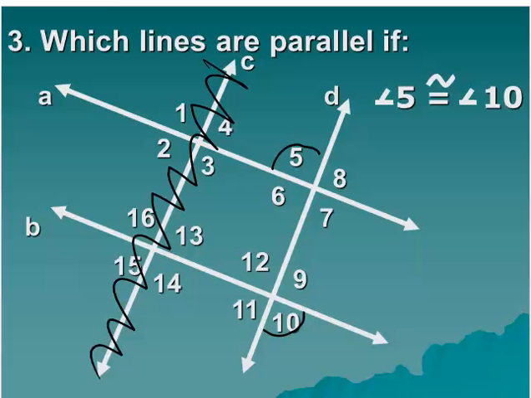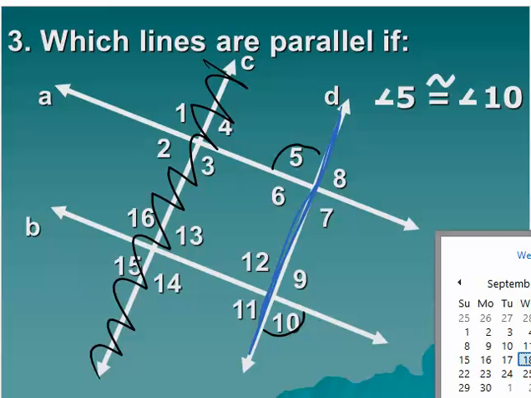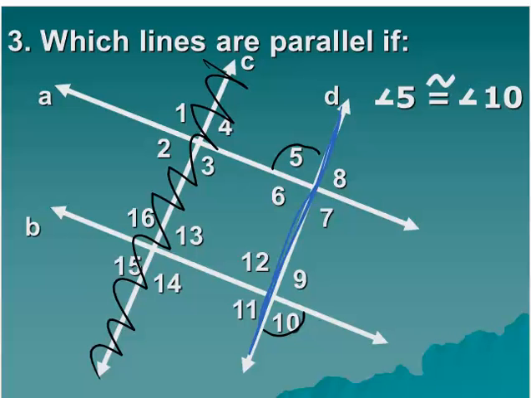Looking at these, angles 5 and 10 are on opposite sides of D, so that would be my transversal. 5 and 10 are alternate exterior angles. If alternate exterior angles are congruent, it does make the lines parallel. Therefore, A is parallel to B, and my reason would be alternate exterior angles converse.